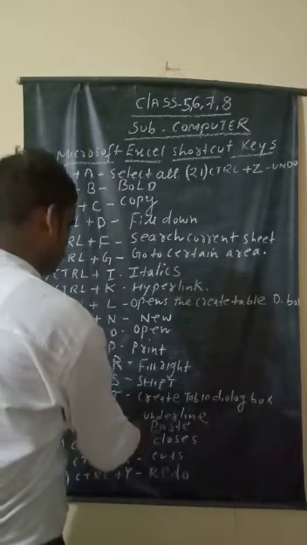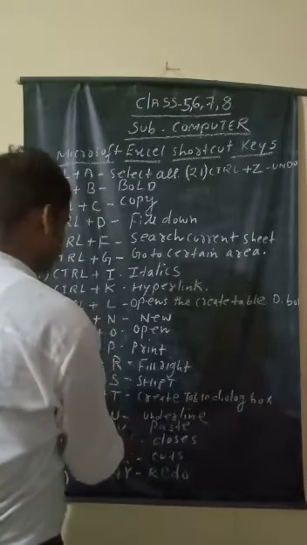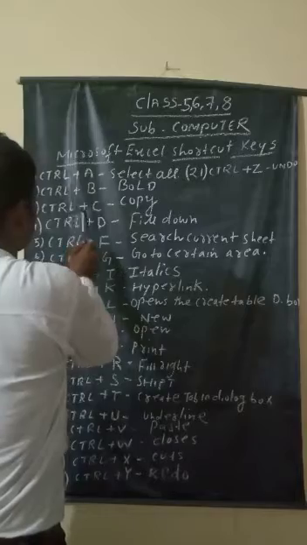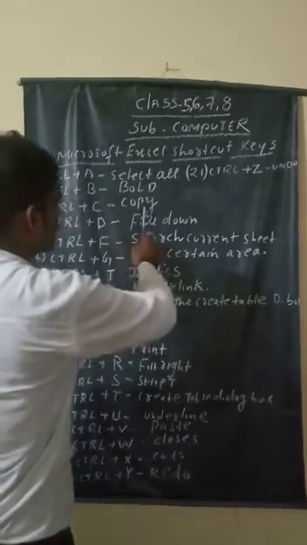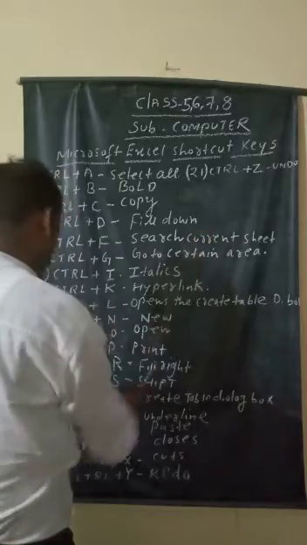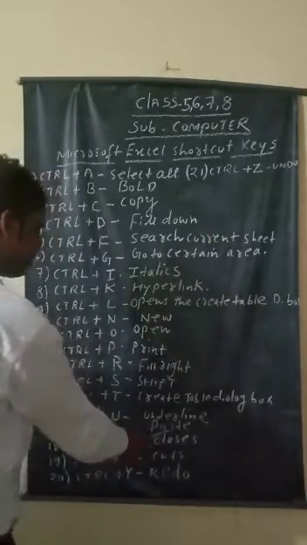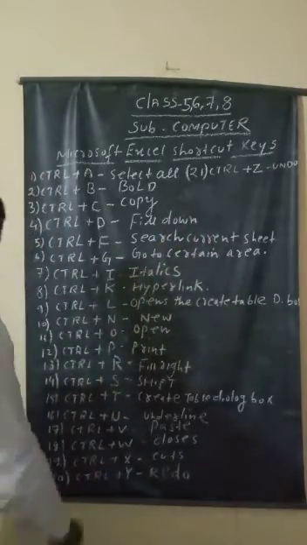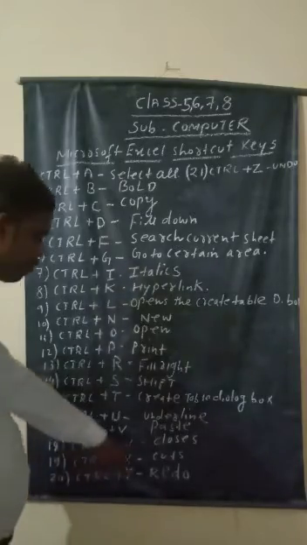Control plus V helps to paste your document. Suppose you have copied anything and you want to paste it here, you put your cursor here and press Control plus V, and the paste option goes there. Control plus W helps us close your program.